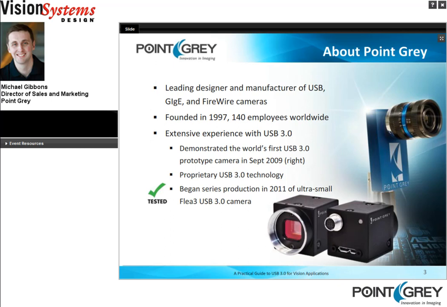Throughout the presentation, you're going to see some of these little tested check marks. These indicate specific items that Point Grey has tested and verified over the course of the last few years. You'll also see tips located throughout.